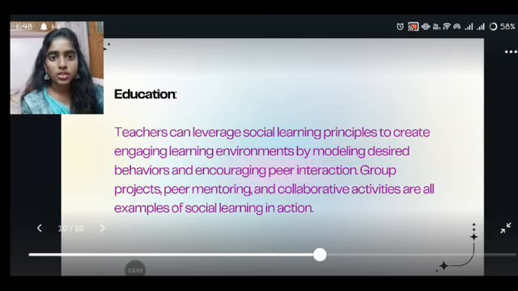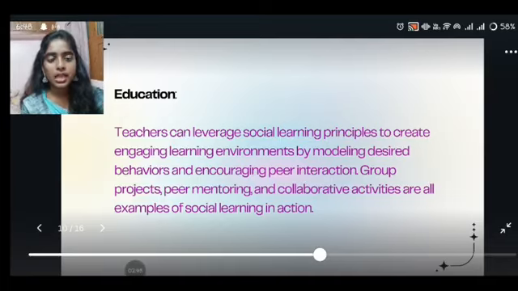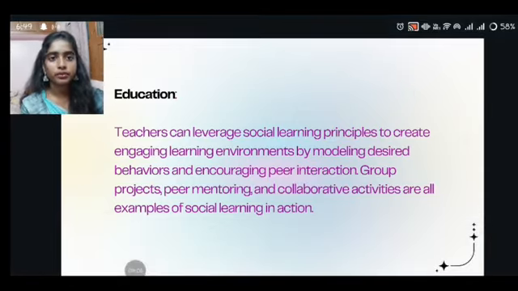Application. The first one is education. Teachers can leverage social learning principles to create engaging learning environments by modeling desired behavior and encouraging peer interaction. Group projects, peer mentoring, and collaborative activities are all examples of social learning in action.